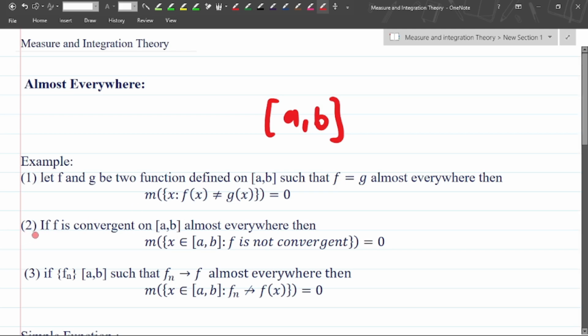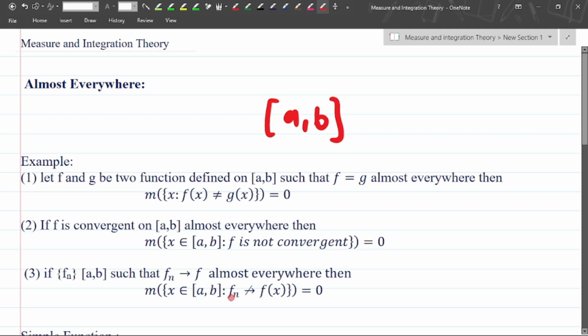Same thing here. If f is convergent on [a, b] almost everywhere, it means the measure of the collection of all those x in the interval [a, b] for which f is not convergent is equal to zero. If a sequence f_n is converging to f almost everywhere, then the measure of all those x in [a, b] for which the sequence f_n does not converge to f is zero.